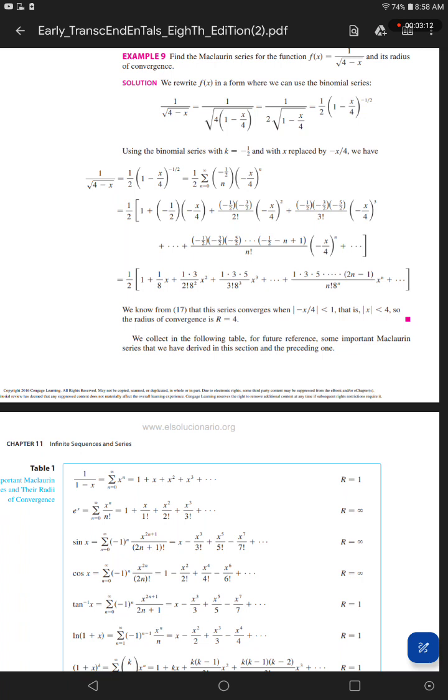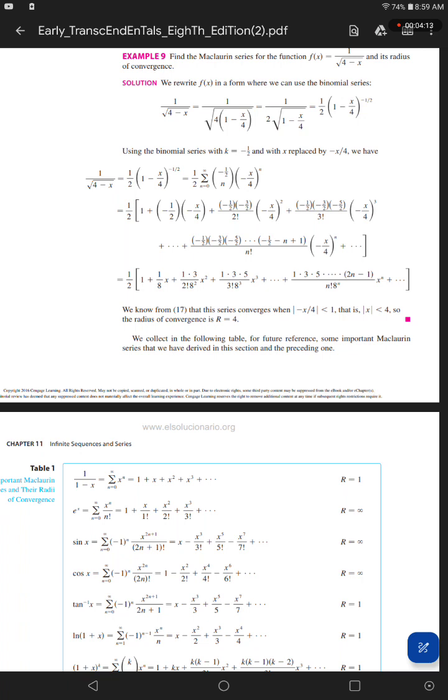1 plus 1 over 8 x plus 1 times 3 over 2 factorial 8 squared x squared plus 1 times 3 times 5 over 3 factorial 8 cubed x cubed plus ellipsis plus 1 times 3 times 5 times ellipsis (2n minus 1) over n factorial 8 to the power n times x to the power n plus ellipsis].